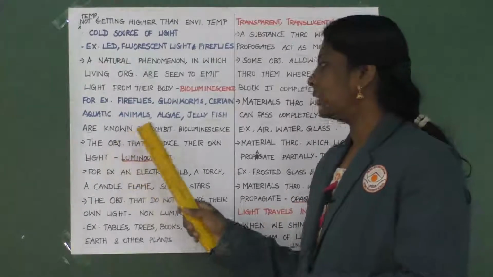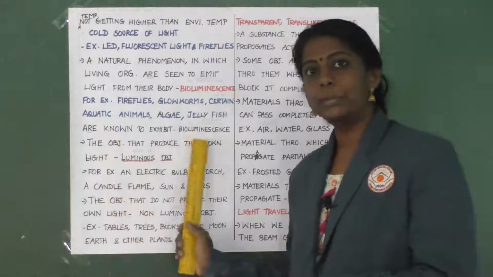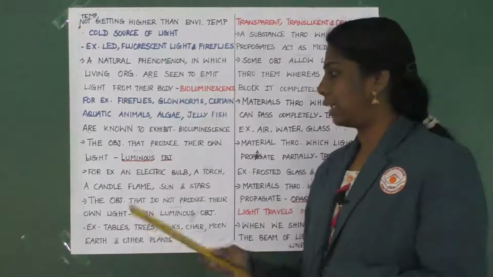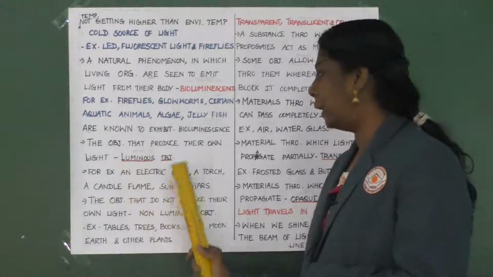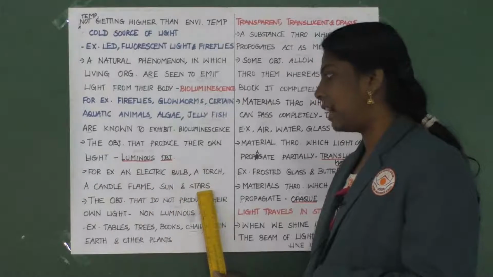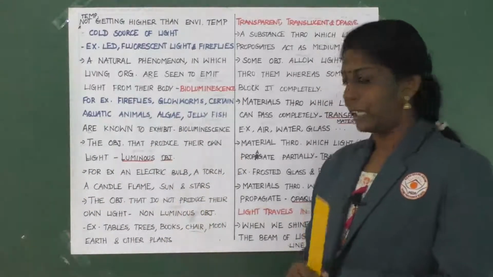Then the objects that produce their own light are said to be luminous objects. For example, an electric bulb, a torch, a candle flame, the sun and stars are all examples of luminous objects.